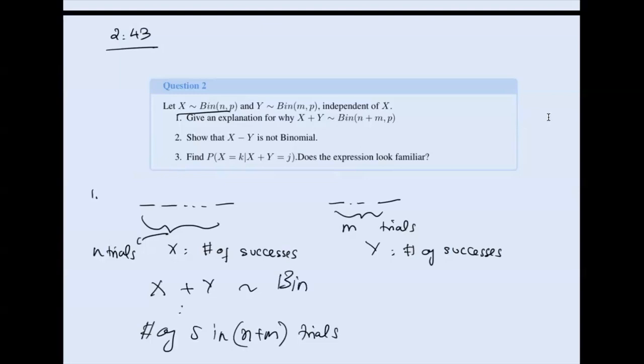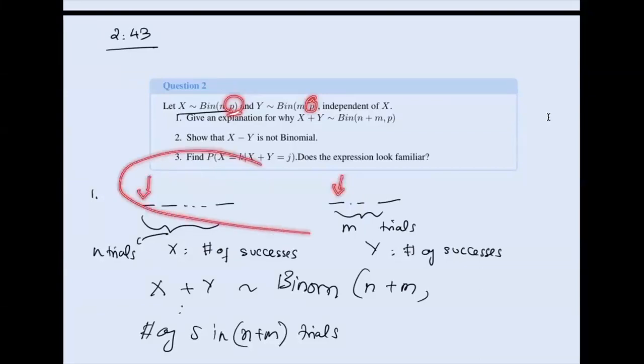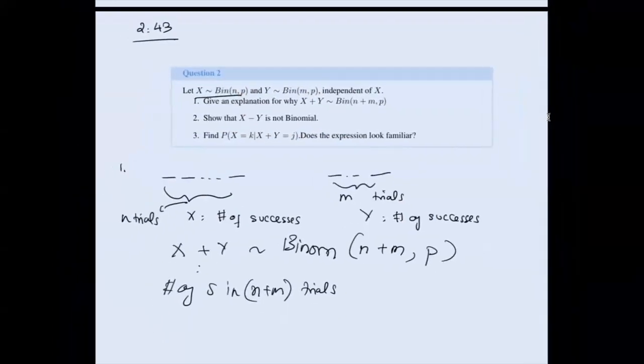Therefore, it follows a binomial distribution with number of trials n plus m and probability of success in each trial. Here, the probability of success in each trial is p. And here, the probability of success in each trial is also p. So the probability of success in each trial for every trial in this n plus m is also p. So that's why this holds true.